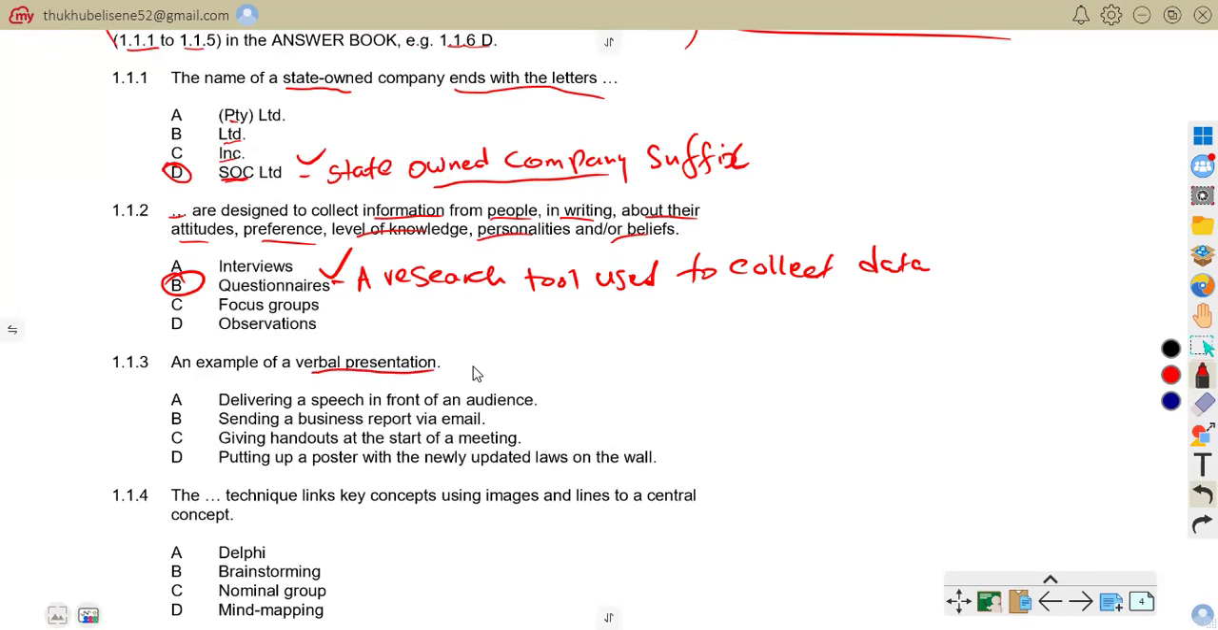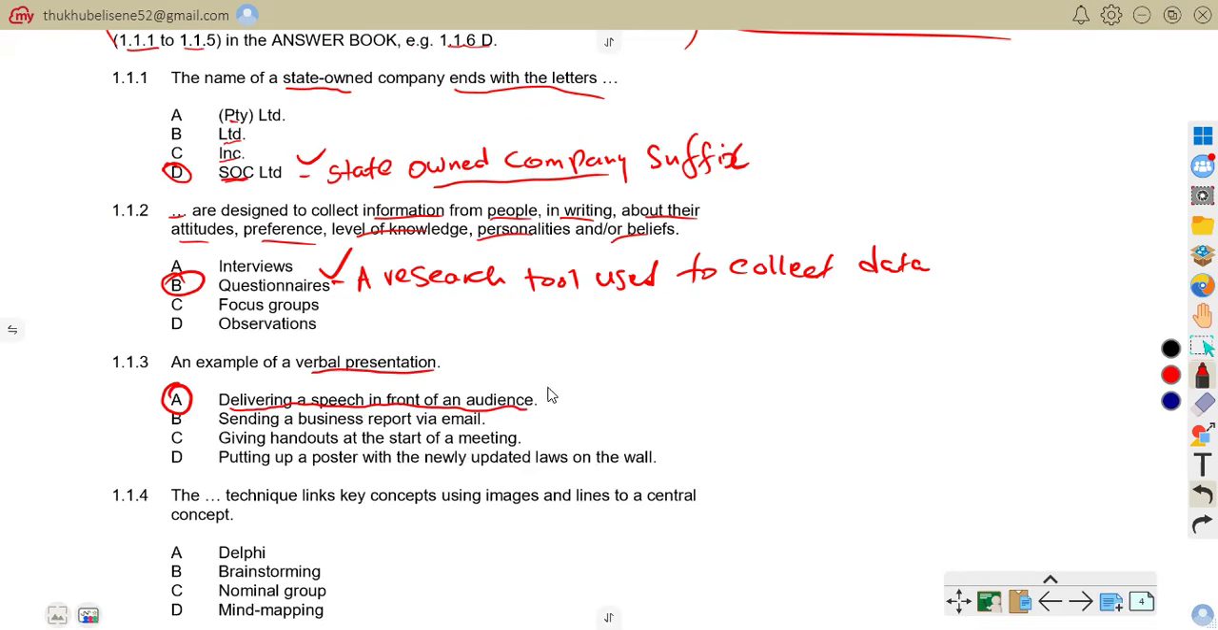An example of what? Verbal presentation. So we are given 4 options like the 2 others that we treated: delivering a speech in front of an audience, sending a business report via email, giving handouts at the start of a meeting, putting up a poster with newly updated laws on the wall. And the correct answer there is A. A is the correct answer, delivering a speech in front of an audience.